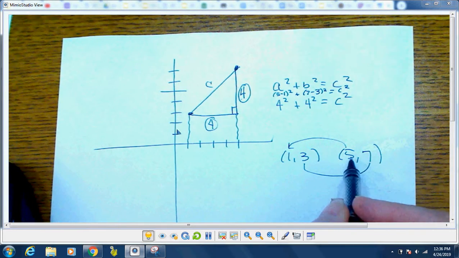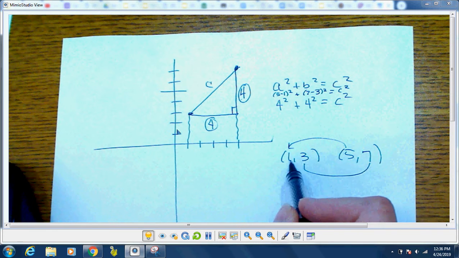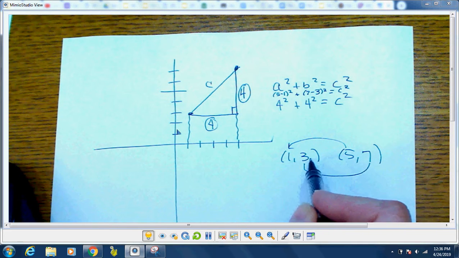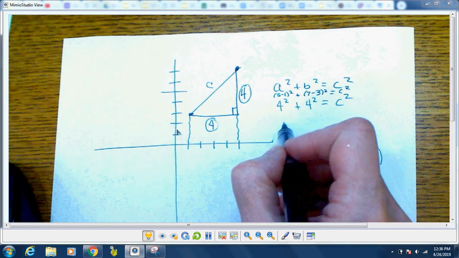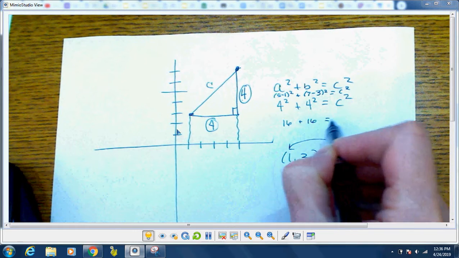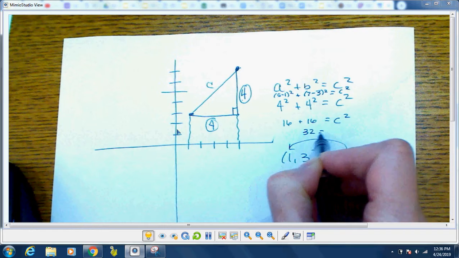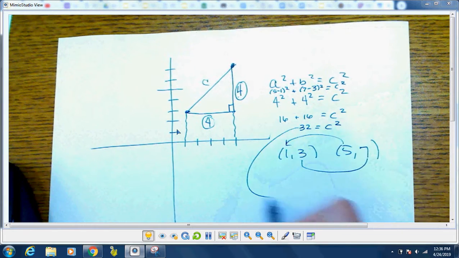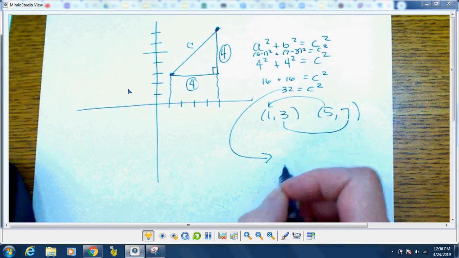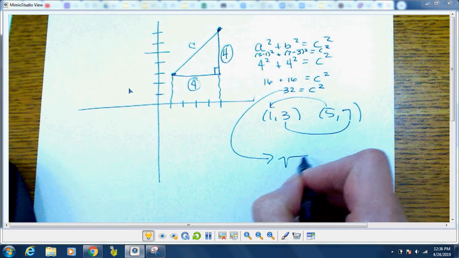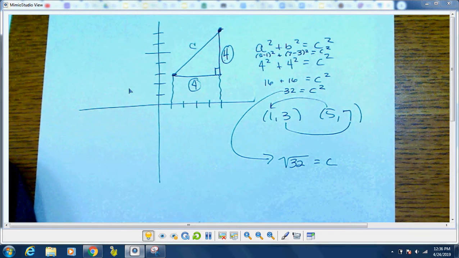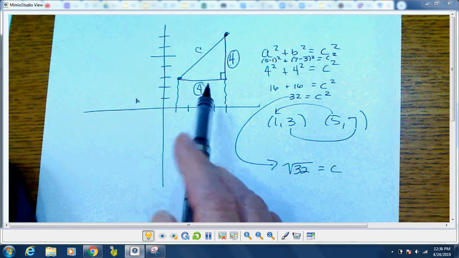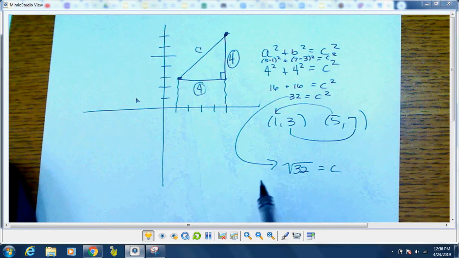So the x2 minus x1 and y2 minus y1, that'll make sense in a second when I show you the distance formula. So basically we go, 4 squared, 16 plus 16 equals c squared, 32 equals c squared. I'm going to go down here because I wasn't thinking about how to set up my paper, and I get the square root of 32 equals c, and it's always going to be positive simply because distance as a measure is always positive.